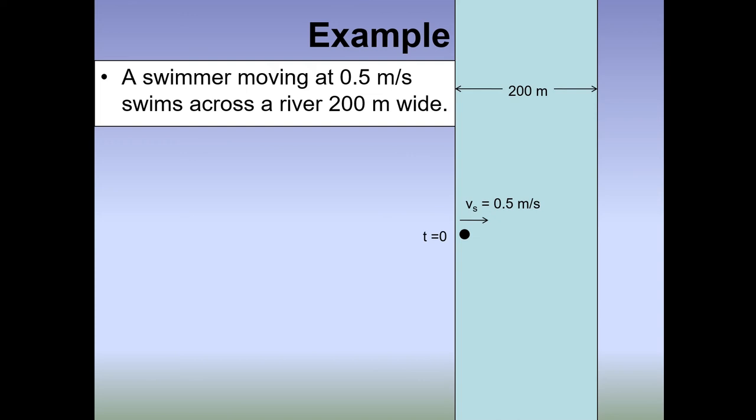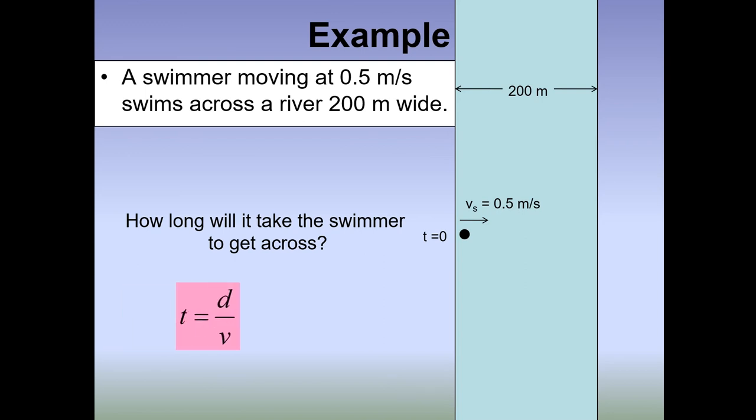So consider the example of a swimmer moving at 0.5 meters per second, swimming across a river that is 200 meters wide. The question is, how long will it take the swimmer to get across? Well, time will simply be the distance divided by velocity. So in this case, the time would be 400 seconds. This is important because we need to remember that time is constant as we consider different scenarios.